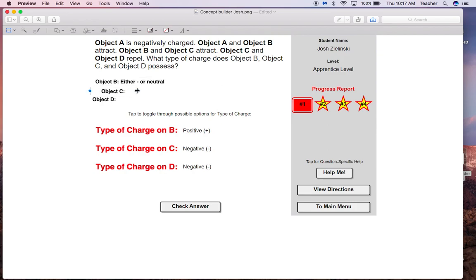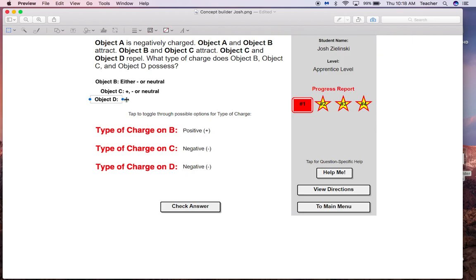For object C, now it says that objects B and C attract. Well, if object B is neutral, then object C could be either positive or negative. If object B is negative, then object C could be positive. Actually, it could be neutral too. If object B is negative, then object C could be neutral. So this could be plus, minus, or neutral.